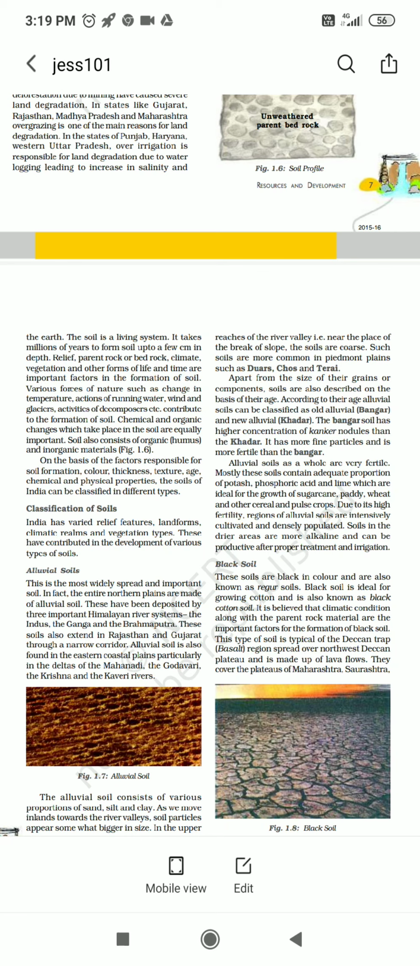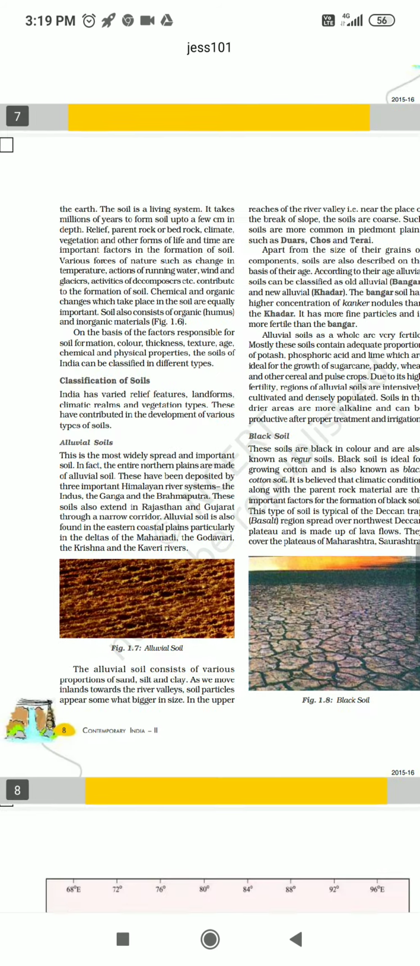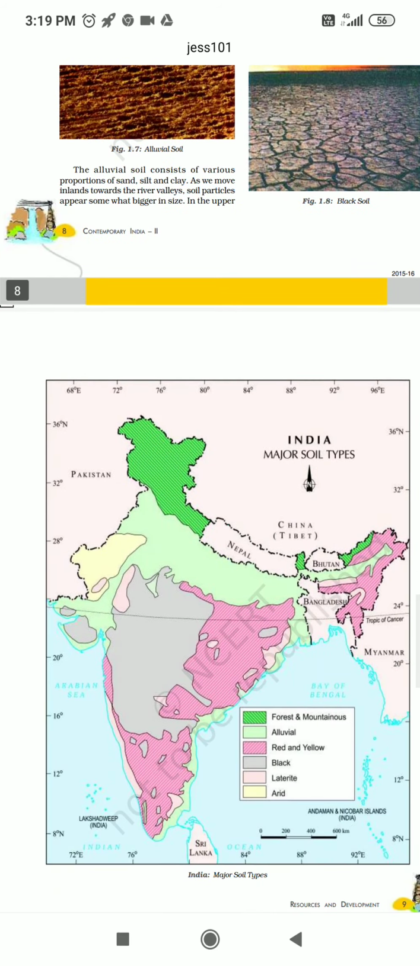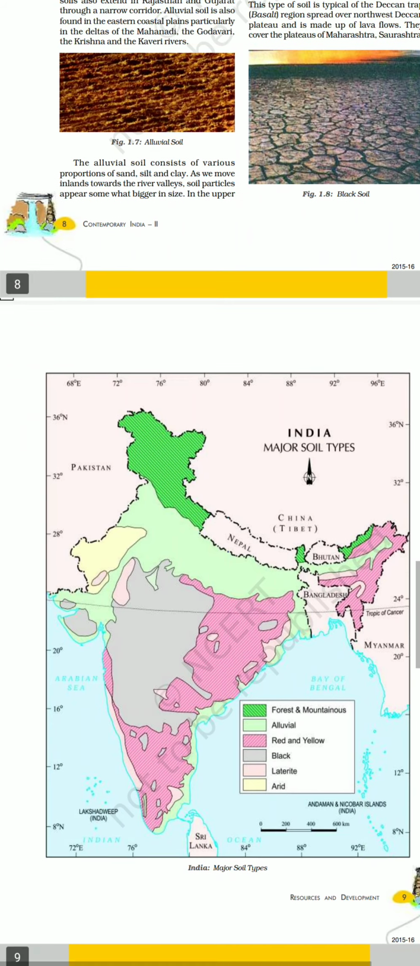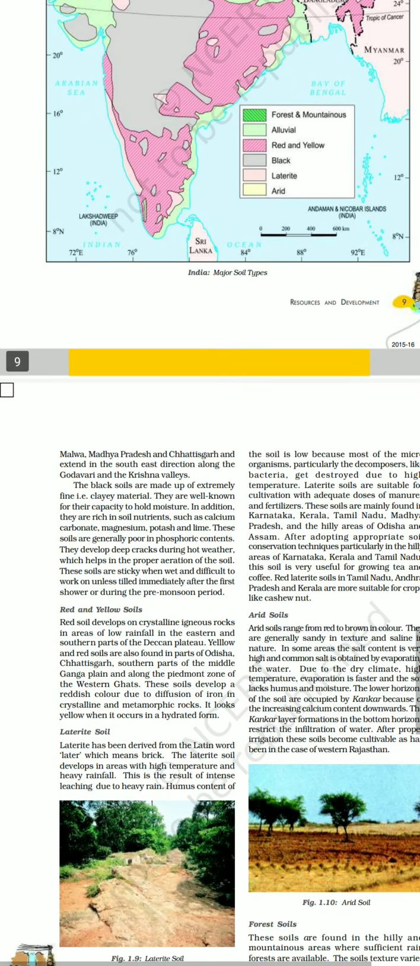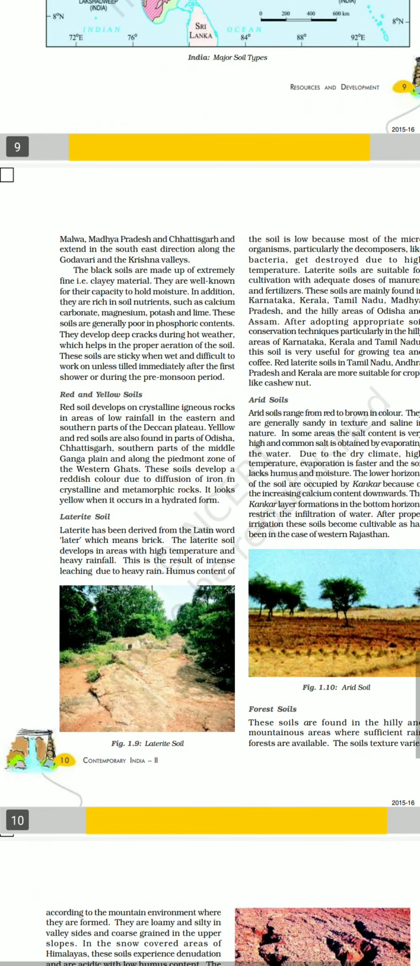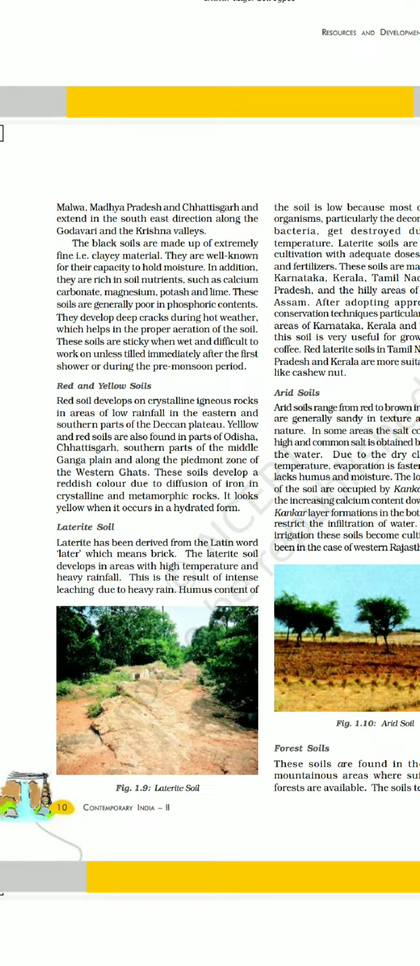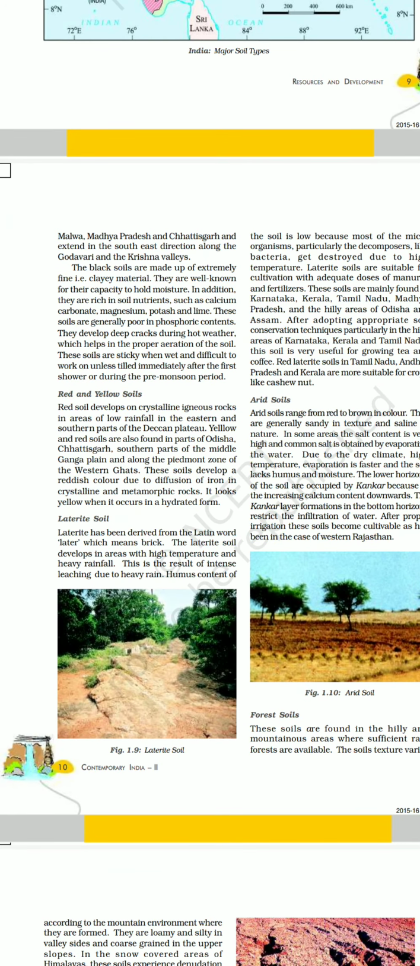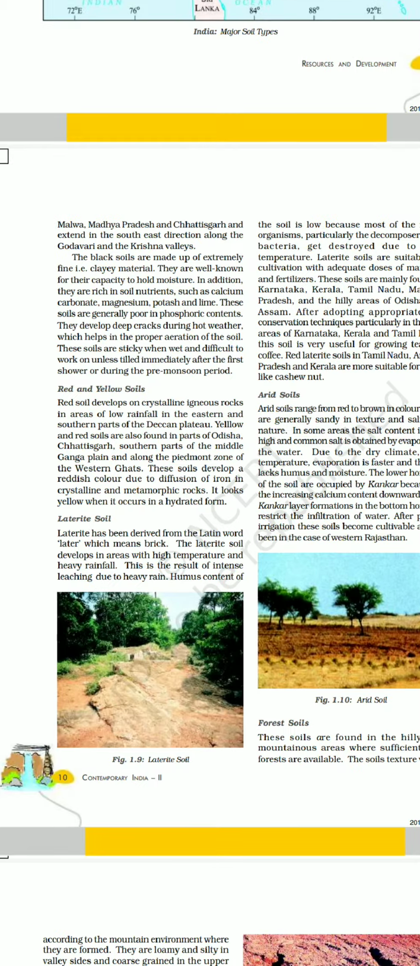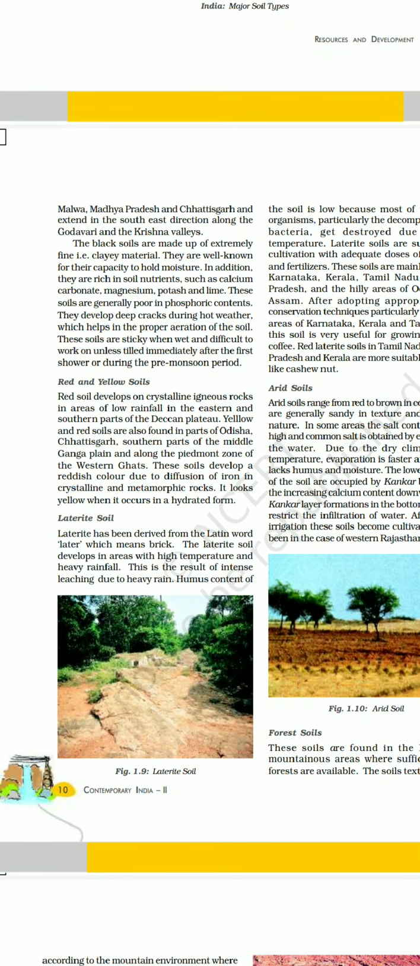Now the next type of soil, red and yellow soil. Red and yellow soil is found on crystalline igneous rocks in areas of low rainfall in the eastern and southern parts of the Deccan Plateau. The red color of the soil is due to the diffusion of the iron, which is present in the crystalline igneous rocks. Once it is diffused, it gives the red color to the soil. However, the same soil becomes yellow when it is hydrated with water.